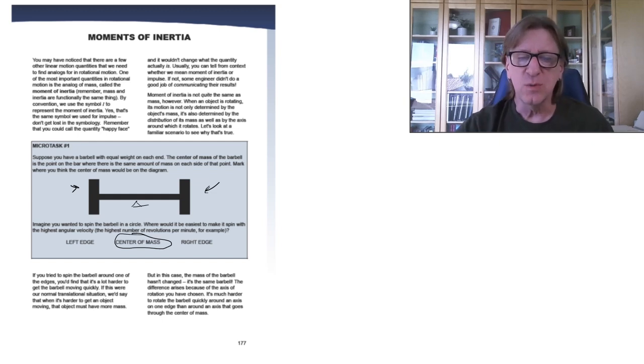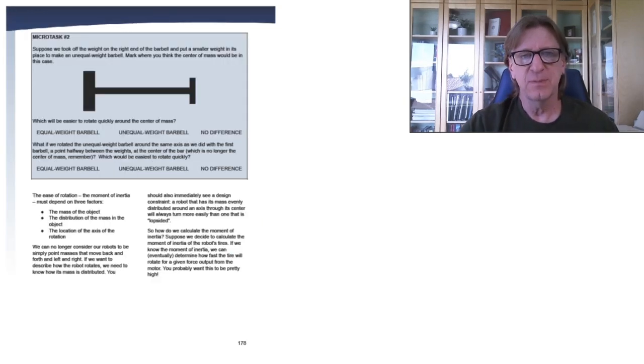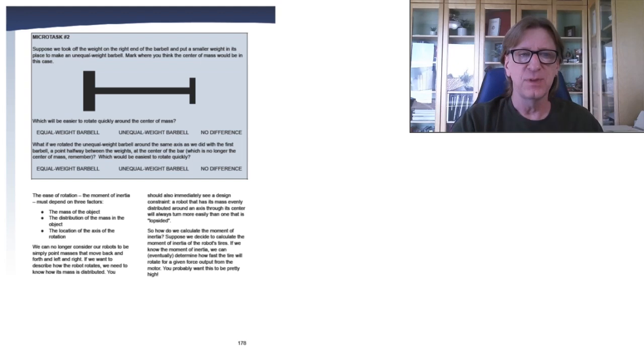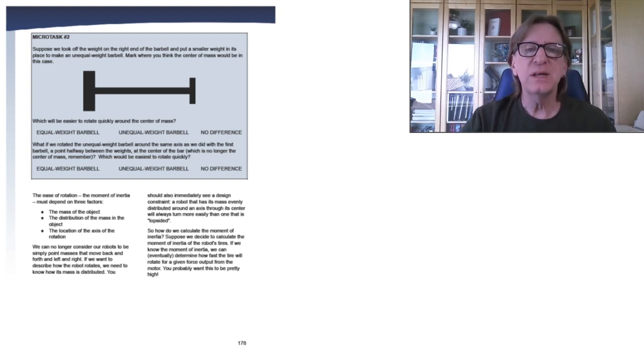All right, so look on the next page then. What if we now have an asymmetrical object? So we've taken off one of the heavy barbell weights and we've put on a smaller one on here. So where is the center of mass going to be in this case? And remember, the center of mass is where I have the same amount on one side of that point as I have on the other. Pause the video, think about it, and let's draw that in.